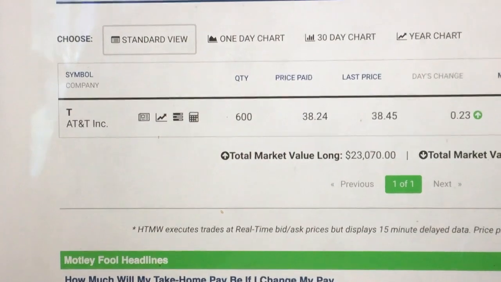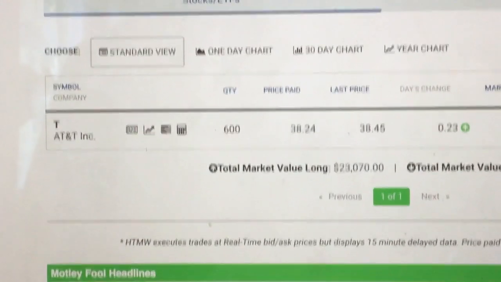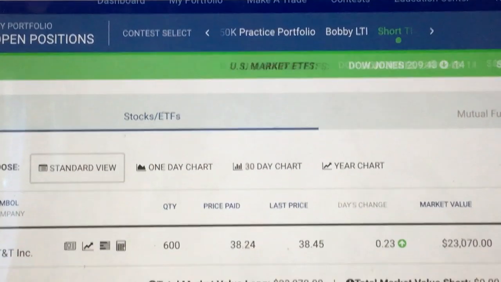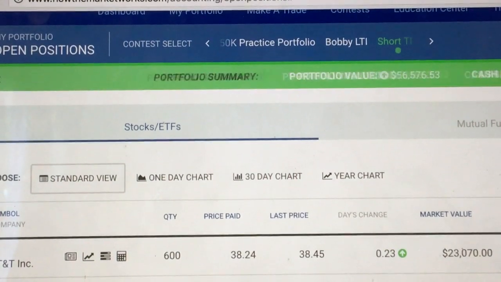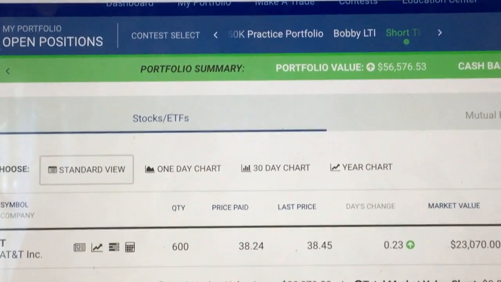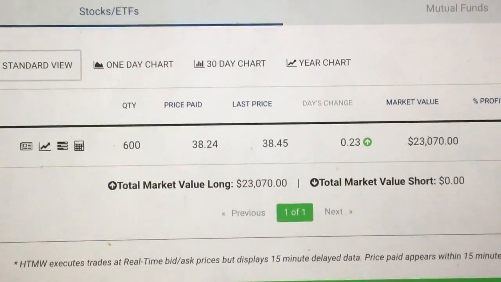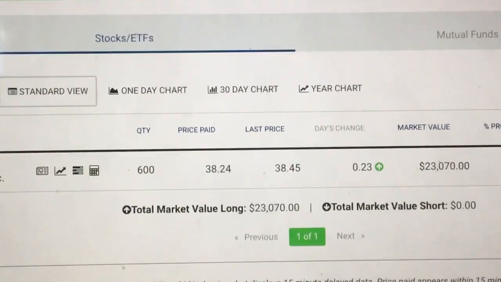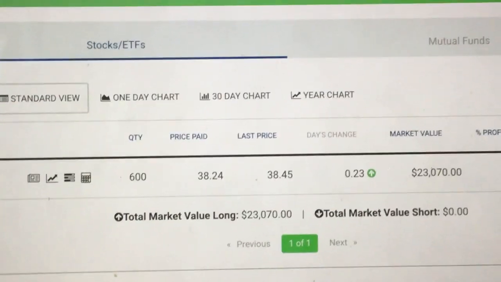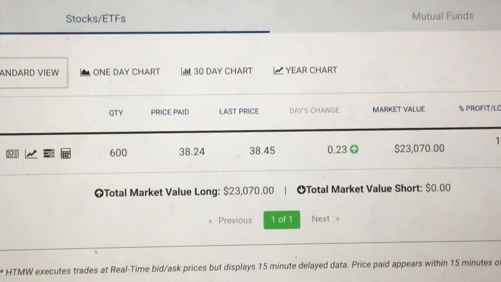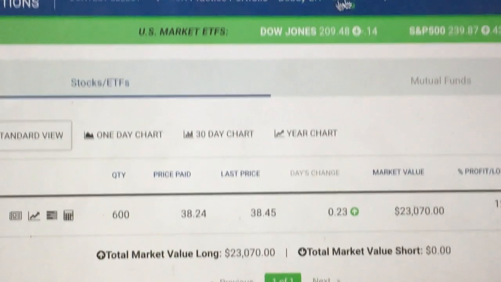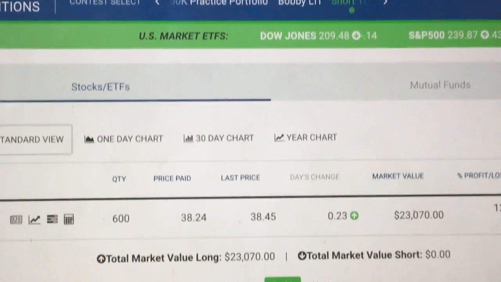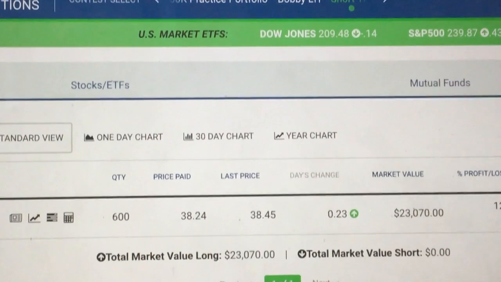My short-term portfolio had been suffering in the previous days, but today it has 56,000 because it went up. So I kept pressing the wrong button and making bad decisions and all this problematic sort of downward spiral stuff.